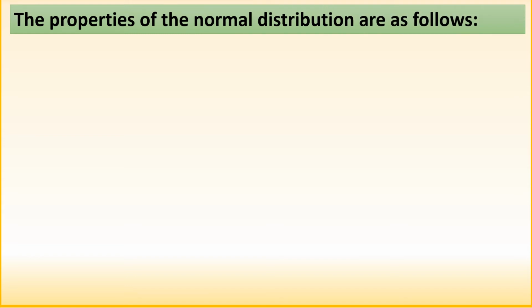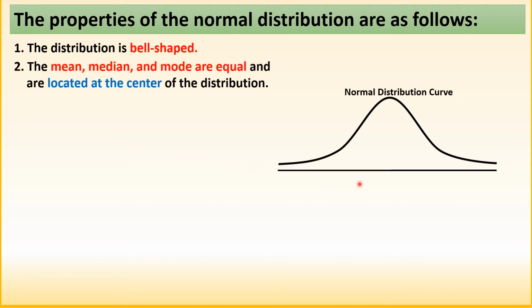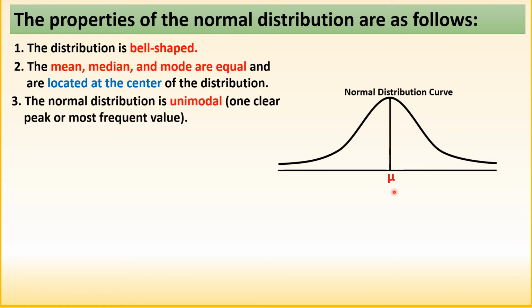So let's have now the properties of the normal distribution. Number 1, the distribution is bell-shaped. So this is the illustration. Number 2, the mean, median, and mode are equal and are located at the center of the distribution. So nasa gitna daw siya. So that is the mean. And then we have also the median and mode. So they are equal. The normal distribution is unimodal.